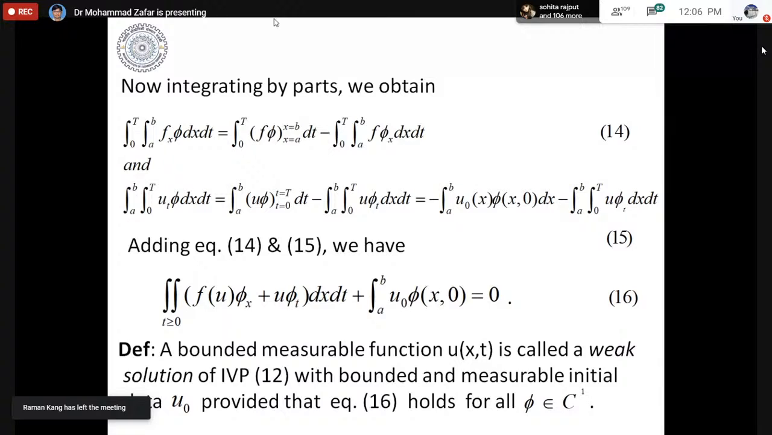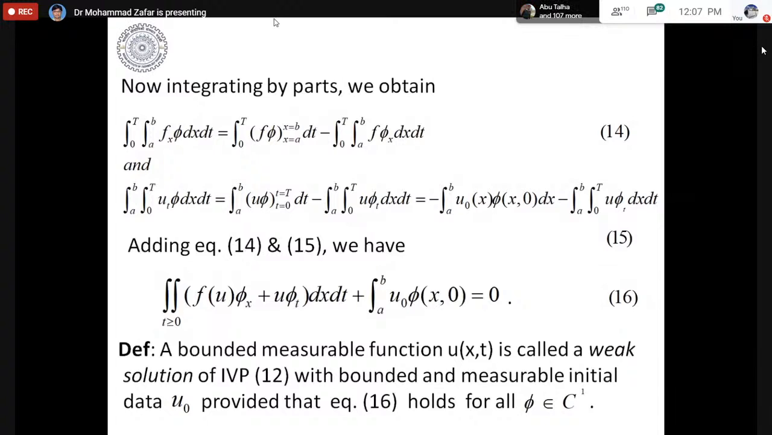Now integrating by parts, we obtain one integral in equation number 13. We have actually two integrals. So the first double integral can be written as the integral from 0 to T, a to b, of f_x phi dx dt. So we integrate using the product rule of integration, with respect to x. Since f_x is there, this is f phi, with limits x from a to b, dt, minus the integral over 0 to T, a to b, of f phi_x dx dt. This is by the simple product rule of integration. Equation number 14 we got.